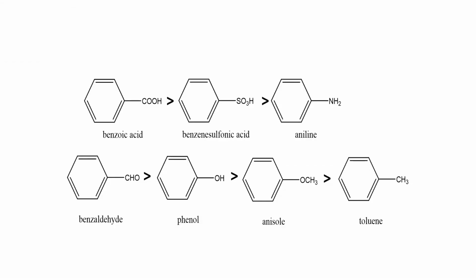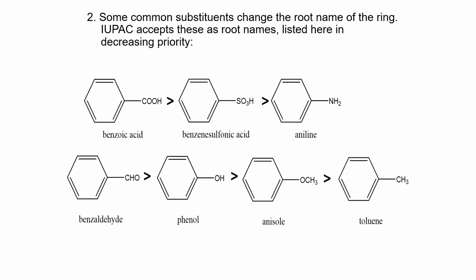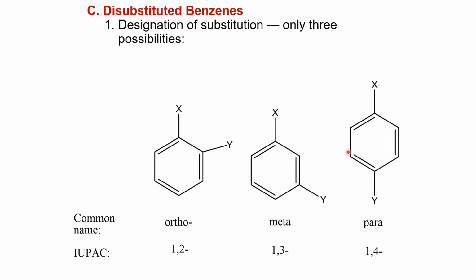Some common substituents will change the root name of the ring. For example, if you put a carboxyl on benzene, you're going to get benzoic acid. A hydroxy group is going to become phenol, and an OR group is going to become anisole. For di-substituted benzene, we have two different substituents on one ring. So we can use the common names ortho, 1,2, meta, 1,3, and para, 1,4.